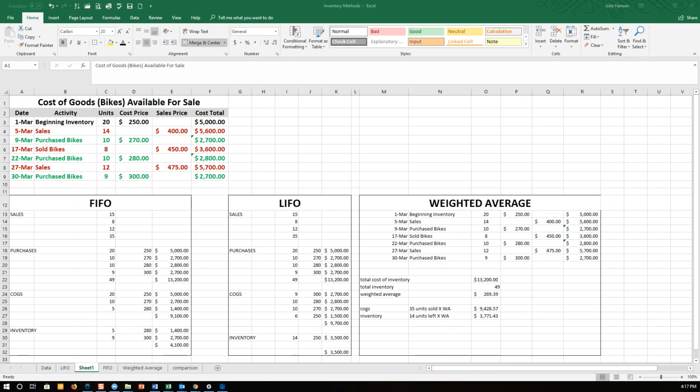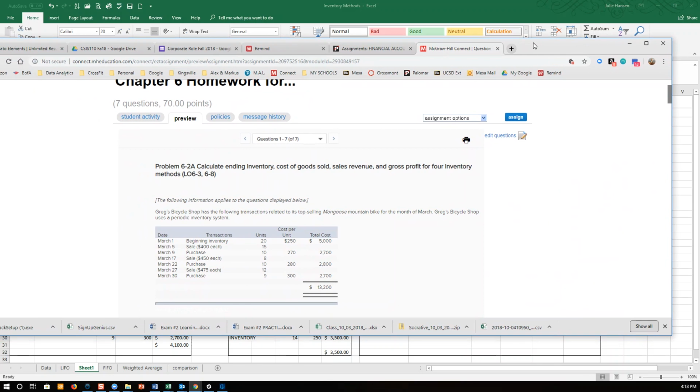Hello, this is an explanation of problem 6-2, which is inventory methods based on FIFO, LIFO, and weighted average. Every book does it a little bit differently, and this book is the way I'm going to teach you how to complete this problem. So you can see up here, I have actually replicated the problem. This is the one in Connect.